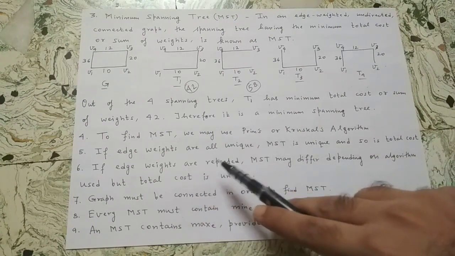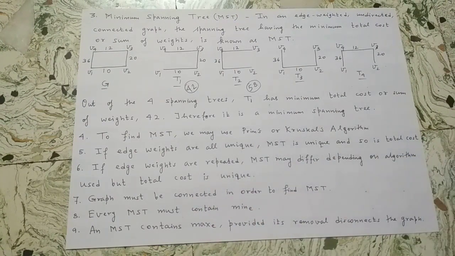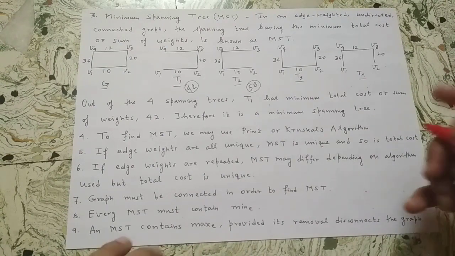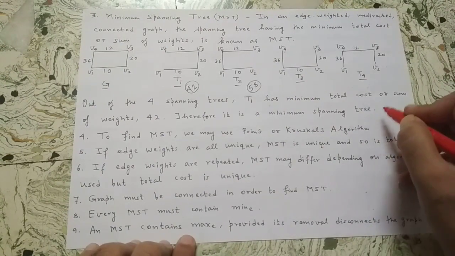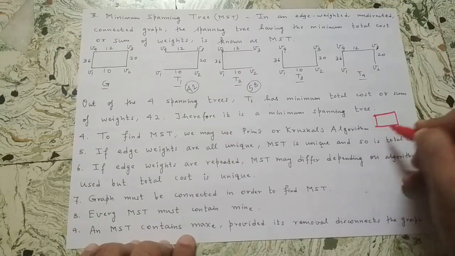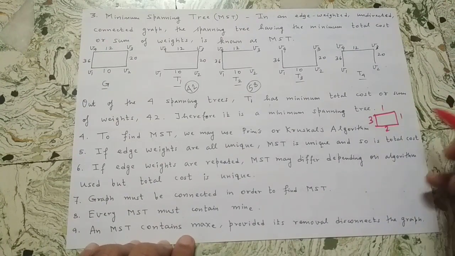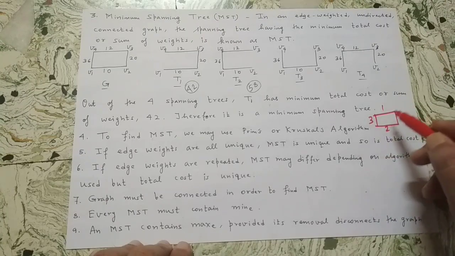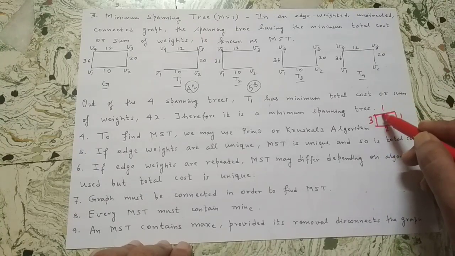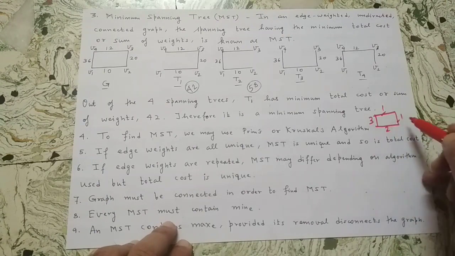But if your edge weights are repeated, let me show you a diagram. What I mean by edge weights being repeated is, let's say you have a graph like this. Let's say it's like this. Now this is a very trivial graph, but I think you can understand what I mean by edge weights being repeated. You can see that this edge and this edge, they have the same weight of 1.